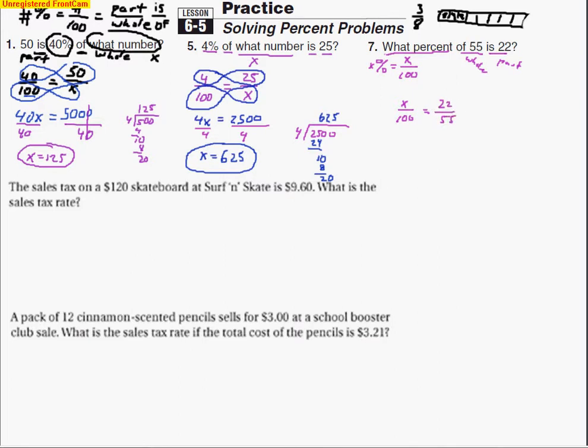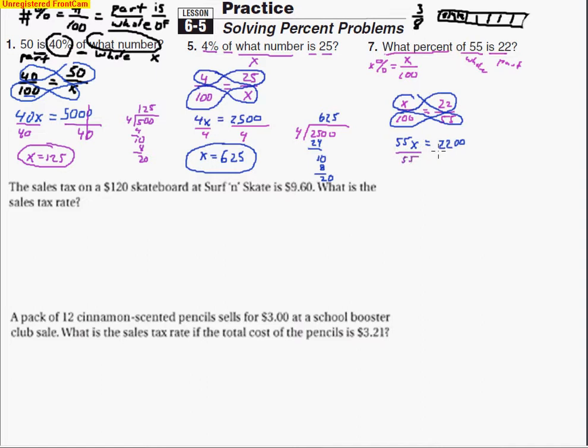So we're ready to do the work. What we do there is cross multiply. We got x times 55 is 55x. And we got 100 times 22. Again, we like multiplying by 100. It just adds 2 zeros in this case. All right, so we're ready to divide.